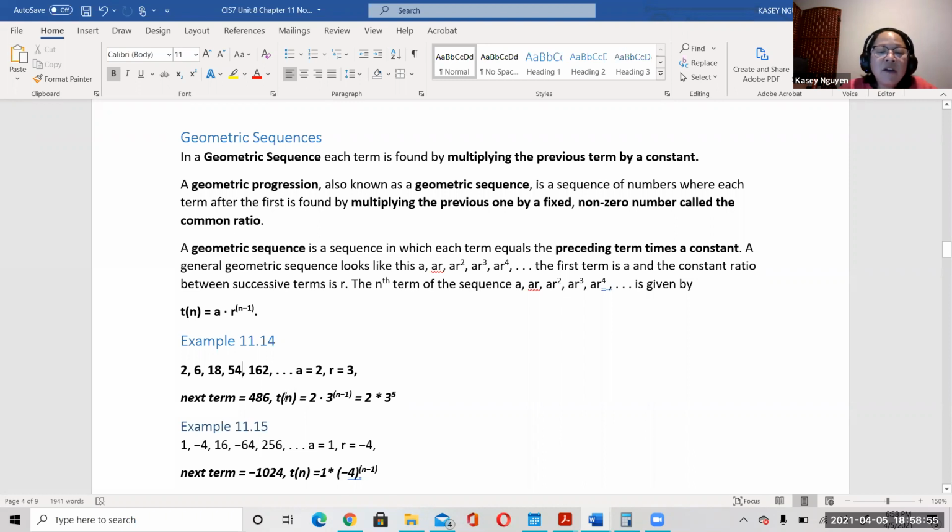If we're trying to solve for t of n, we simply use this equation and plug in the n value, the a and the r value. So we plug in the 2, the 3, and then the n. If I'm trying to solve for t of n when n is 6, I simply plug 6 in here, and 6 minus 1 gives me 5. So 2 times 3 to the 5th power, which is 486.